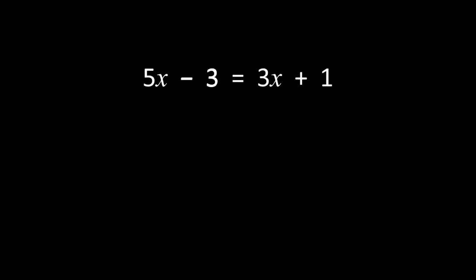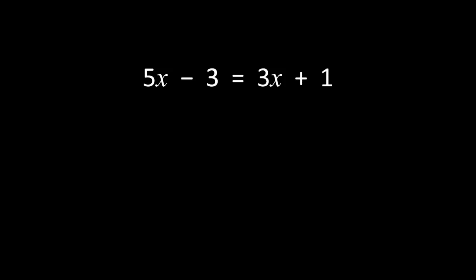Okay, now have a look at this one. This is a bit more problematical. We've got 5x minus 3 equals 3x plus 1. So we've got to move a few things about here. Notice we've got x's on the left, x's on the right. We've got more x's on the left, so we're going to put all our x's on the left and all the numbers on the right. So what should we move first?